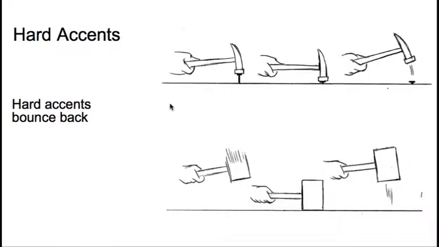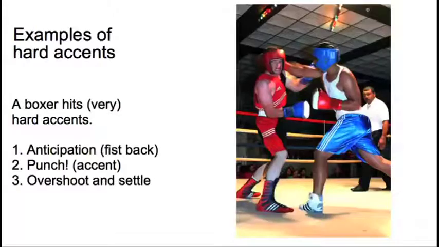Here are some examples of hard accents. A hammer hitting a nail, bang, there's the accent and recoil. Here's another very similar example. A hammer hits a board, bang, and recoil. That's a hard accent. Here's a hard accent in the case of a boxer. A boxer winding up the anticipation, punch, and then probably an overshoot, and then a settle at the end. So that's going to be a very hard accent. Punch is a hard accent.